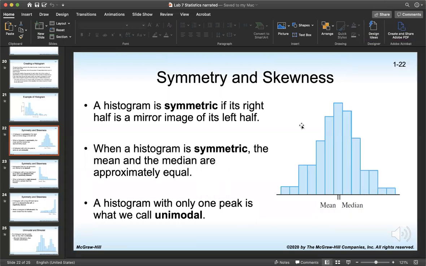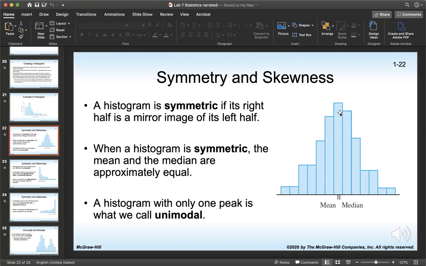So when you look at a histogram, if you have a professor that curves their grade, this is what they ideally want to curve into: a bell curve. This is what they refer to as a symmetric histogram, where the right and the left look pretty much the same, and your median and your mean are close to each other, right in the middle.